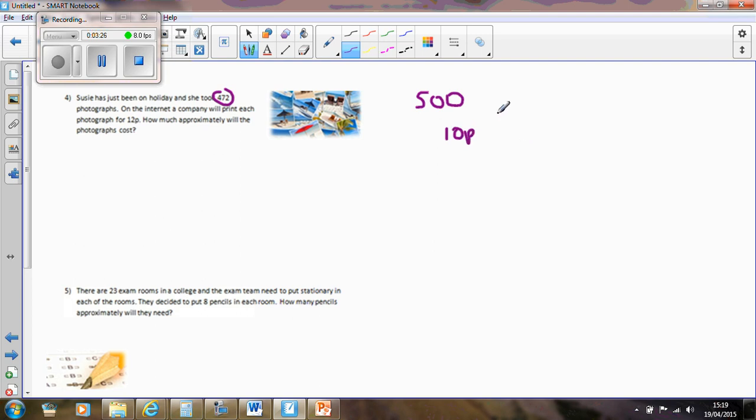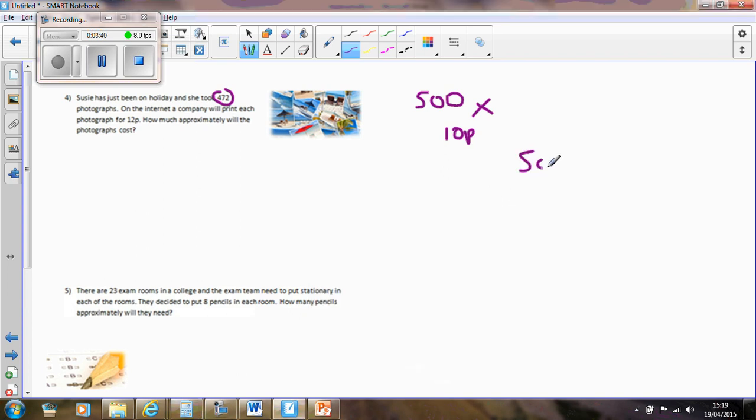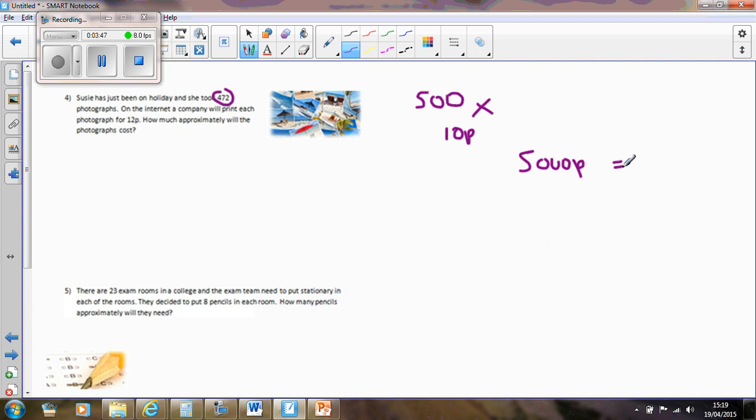And if we want to know how much they cost altogether, we need to times them because we've got 500 pictures and each one's 10p. So 500 times 10 is 5,000 pence. So if you want to find out what that is in pounds, you have to divide by 100, and it ends up being 50 pounds. Which actually is really expensive, isn't it?